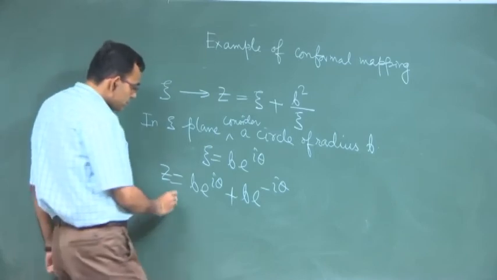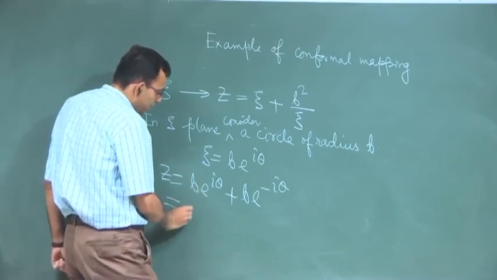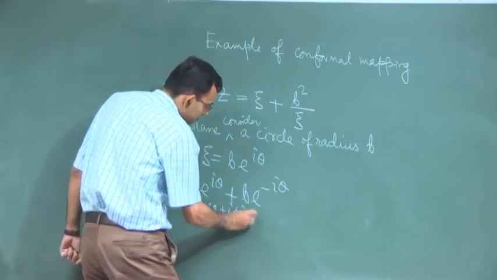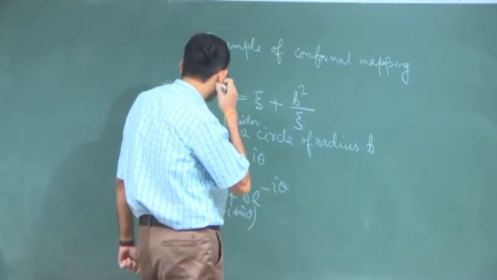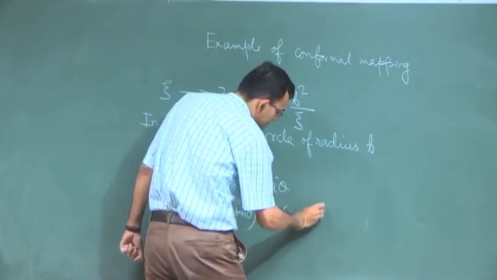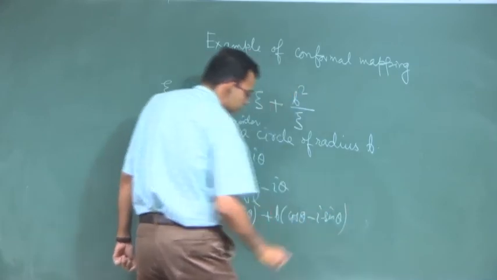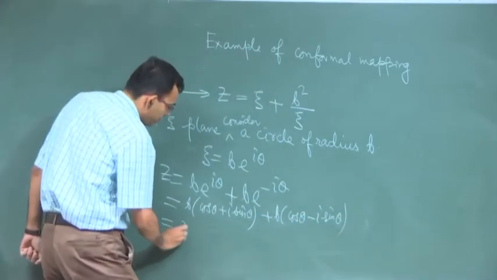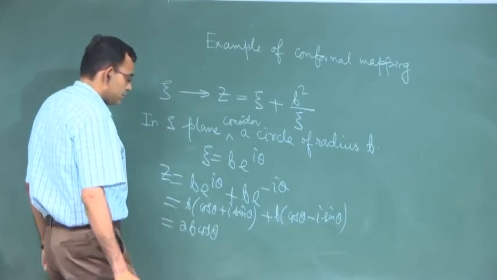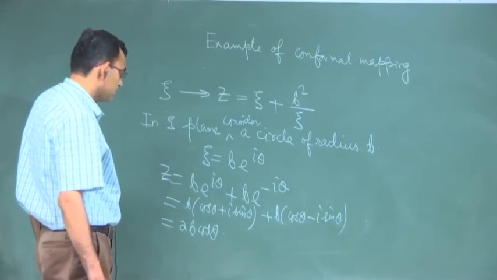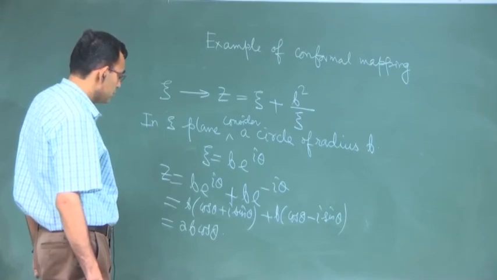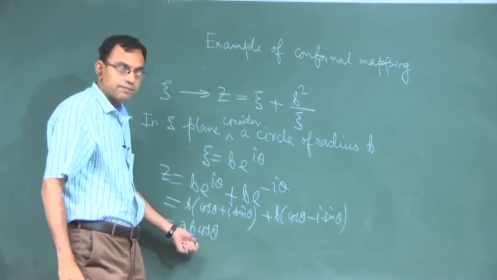So, b times cos theta plus i sin theta, plus b times cos theta minus i sin theta. So, this is 2b cos theta, right.